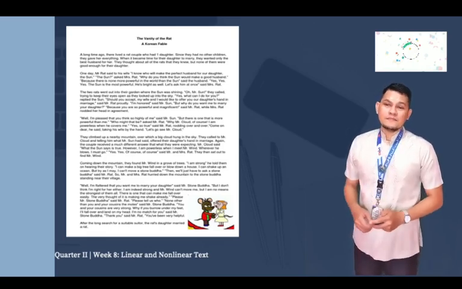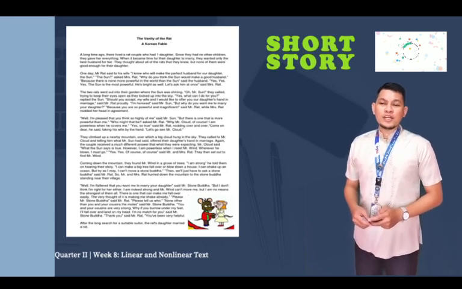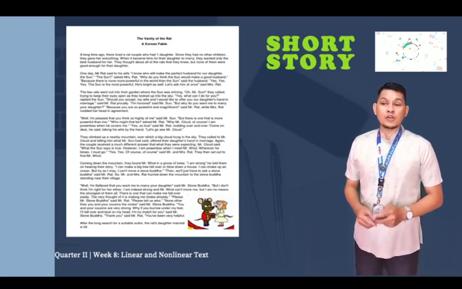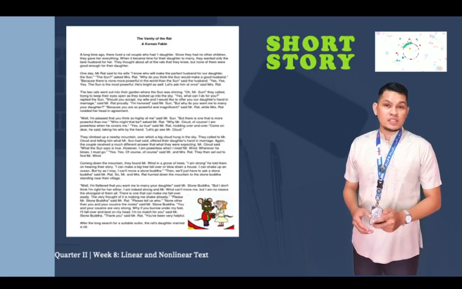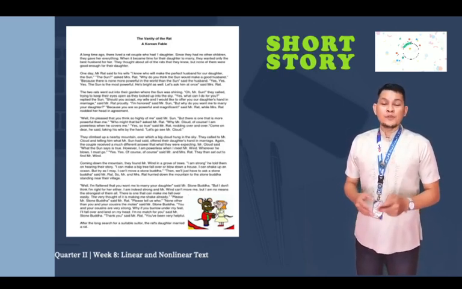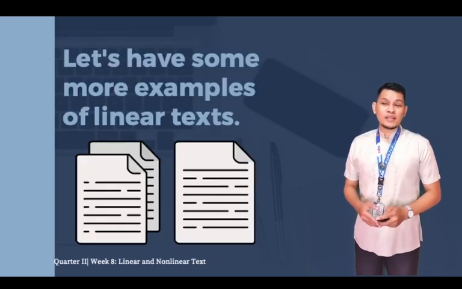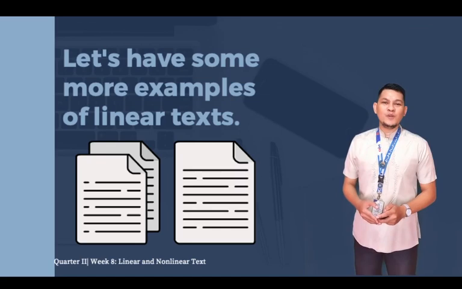Alright, time's up. The answer is short story. This short story is a Korean fable which reveals a Korean custom regarding arranged marriages. There you have it. I'm really impressed with your responses. Let's have some more examples of linear text, shall we?